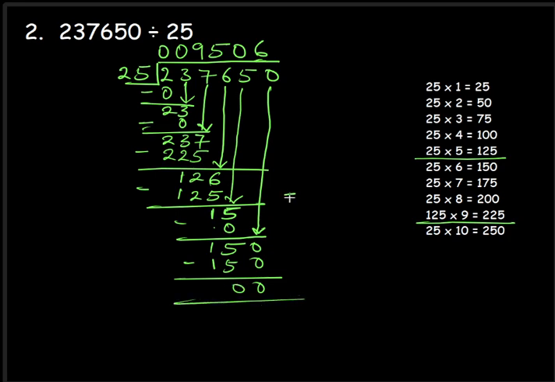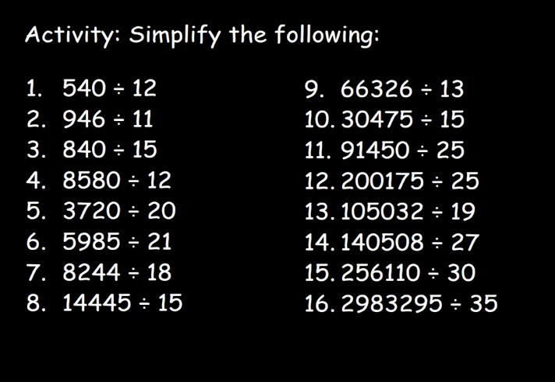So our answer here will be 9506. So that's all for division by two-digit numbers. So you take the activities, please carefully write down the times table of the divisors and then use it to carefully divide the questions.